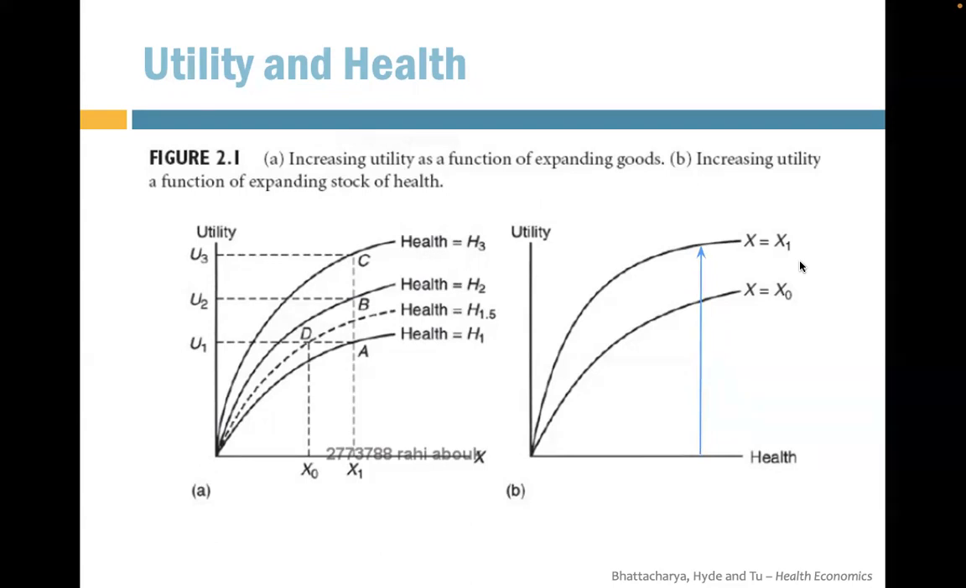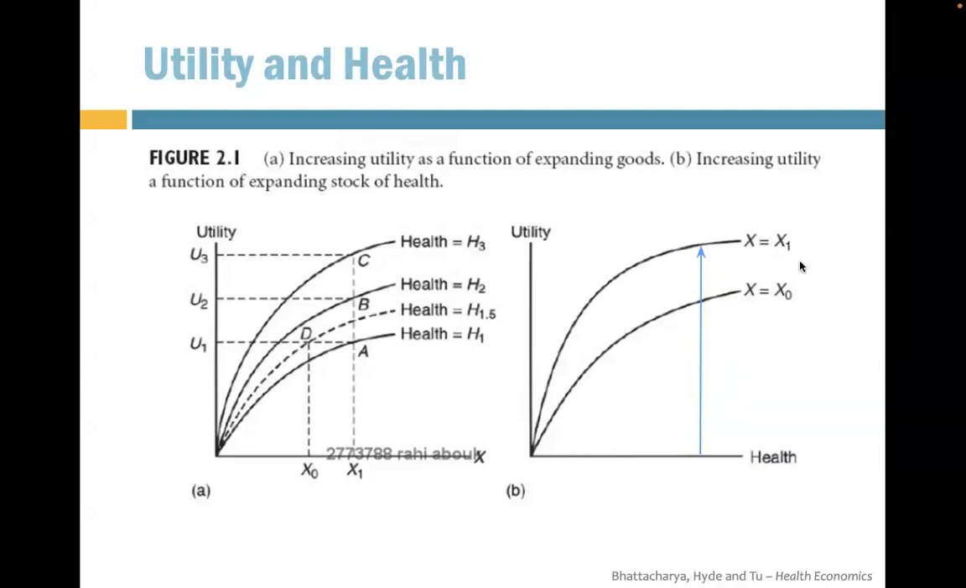I think a good example will be having one ice cream and two ice creams. The same level of health is going to give us more utility if we have 2 units of ice cream.